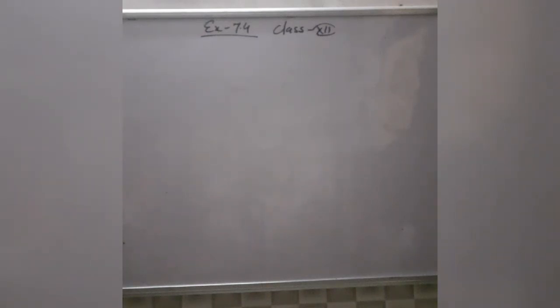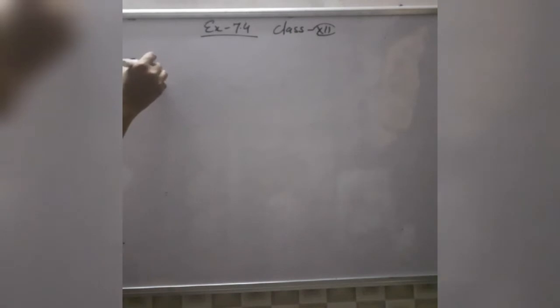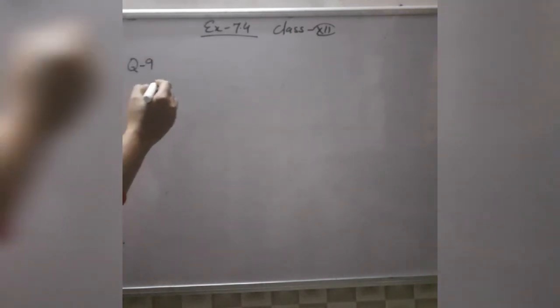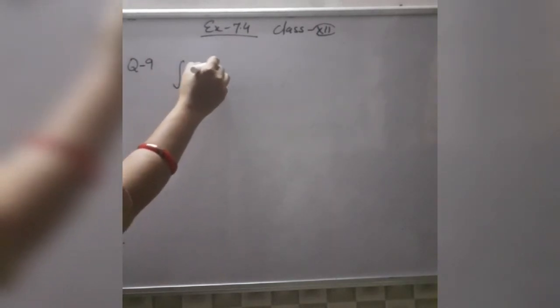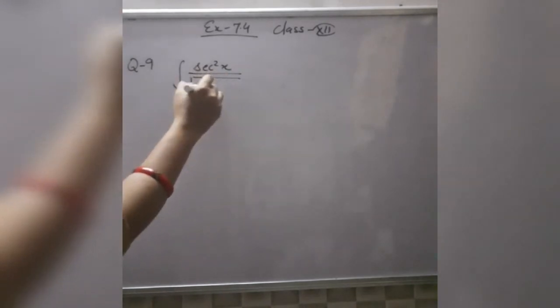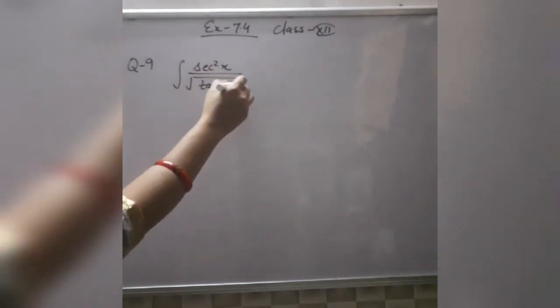Yes, in this video today we will continue exercise 7.4. In the previous video I have explained up to question number 8. Now in this video we will start from question number 9. In question number 9, the statement is: find the integration of secant square x divided by root tangent square x plus 4.